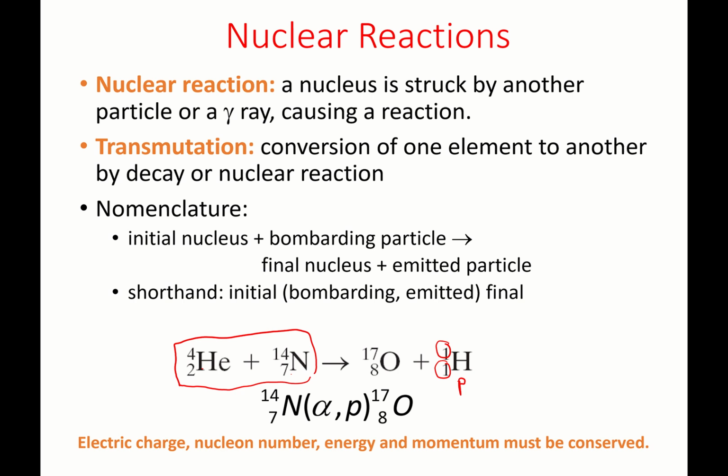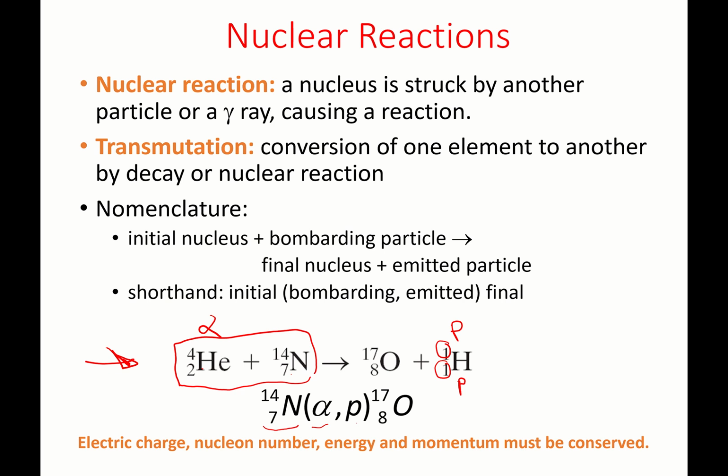So another way to write this, as opposed to what you would see in chemistry class for a chemical reaction, is the way shown at the very bottom. You write your initial nucleus and your final nucleus on either side, and then you put brackets in between and you write in what hits it, an alpha particle, and what is emitted, a proton. So you can read this as a 14-7 nitrogen nucleus is hit by an alpha particle and it emits a proton, and it turns into an oxygen 17 nucleus.